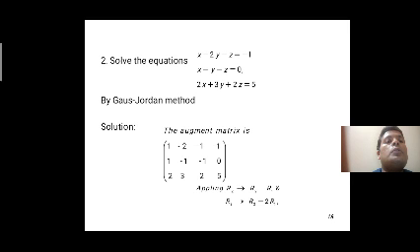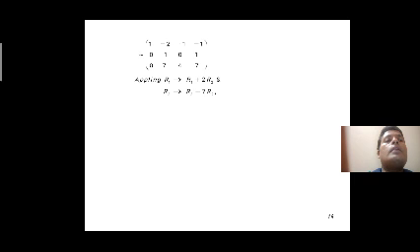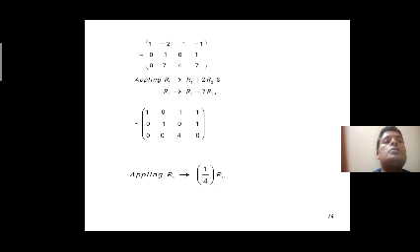The same way, applying R2 gives R2 minus R1 and R3 gives R3 minus 2 R1, which is equivalent to 1 minus 2 minus 1 minus 1, 0 1 0 1, 0 7 4 7. And again we apply R1 gives R1 plus 2 R2 and R3 gives R3 minus 7 R2. We get 1 0 minus 1 1, 0 1 0 1, 0 0 4 0.